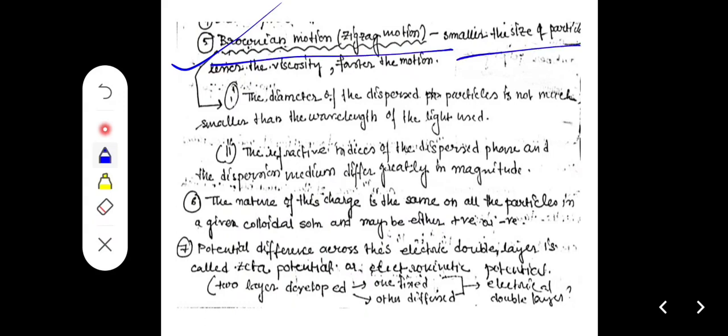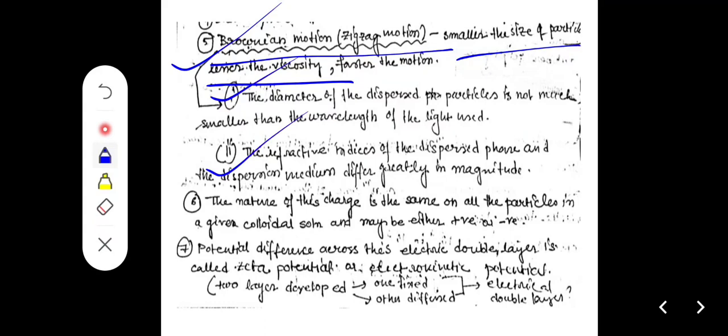Smaller the size of the particle, lesser the viscosity. The viscosity attached with some layer decreases, and faster will be the motion. The diameter of the dispersed particles is not much smaller than the wavelength of the light used. The refractive indices of the dispersed phase and dispersion medium differ greatly in magnitude.